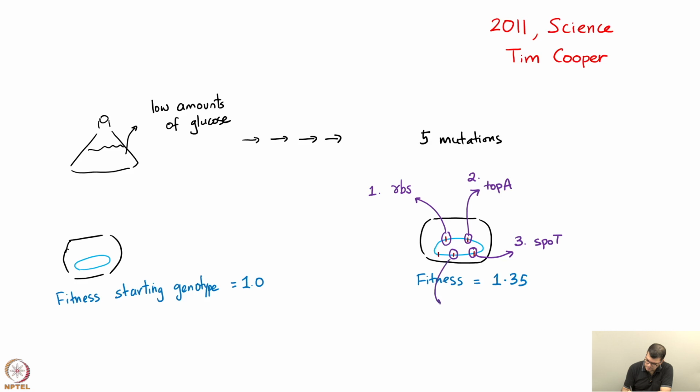The fourth one happened in the promoter region of an operon which drives the expression of glmUS, and the fifth one occurred in a gene called pykF. So, these are the 5 regions of the genome that were targeted in this specific order as the strain acquired these 5 mutations and became 35% fitter.